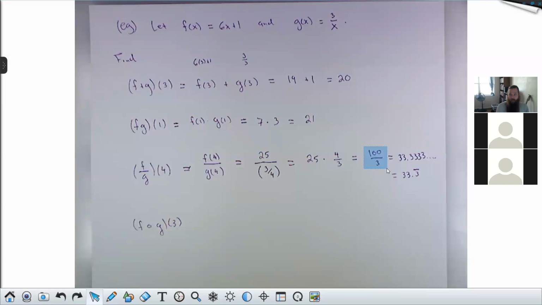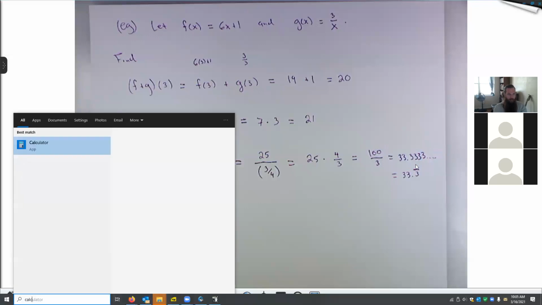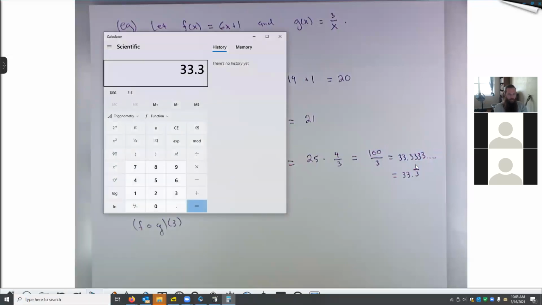This is exact, it's clear. If you were to round this at any particular decimal place, like 33.3, if we were to cut it off here, that's actually not quite correct. I'll show you what I mean. If we take 33.3 and we multiply by 3, we don't actually get 100, we get 99.9. And if you round somewhere else, you'll get something closer to 100, but still not exactly 100.